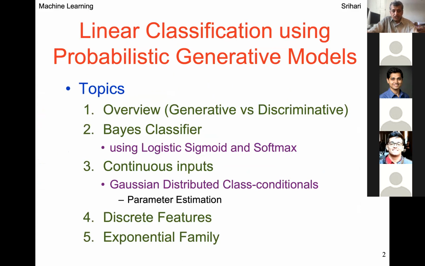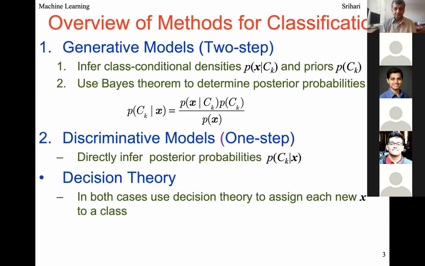And okay, so what we are going to do in this particular section is an overview of generative versus discriminative, and the so-called Bayes classifier, the terminology that comes from pattern recognition, where they say Bayes classifier is based on probability models. And then we look at continuous inputs and discrete inputs. And we go on to generalize some of these ideas to the so-called exponential family. So it's actually quite a quick overview of these.